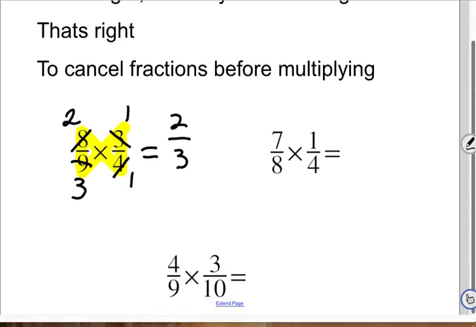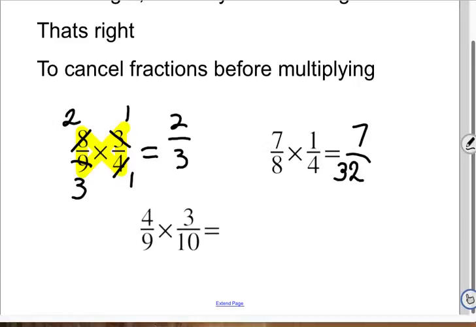Okay, 7/8 times 1/4. If I look straight across at the angle, is 7 and 4 going to go into each other? No. What about 8 and 1? Can I reduce there? No. Can I reduce from 8 to 4? No. Only at the angle or straight up and down. So if I multiply straight across, 7 times 1 is 7, and 8 times 4 is 32. Am I finished? Is that as low as it's going to go? Yes. Okay.